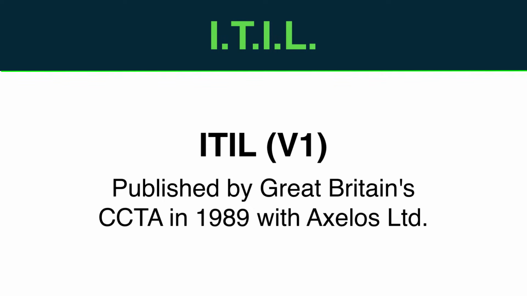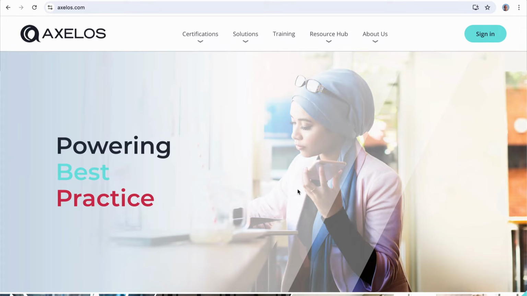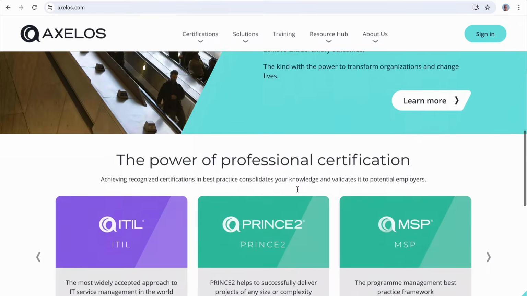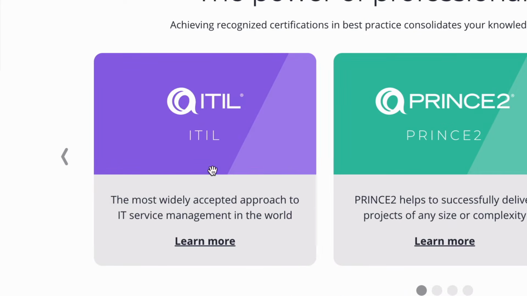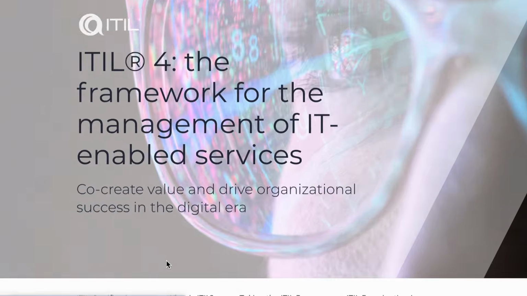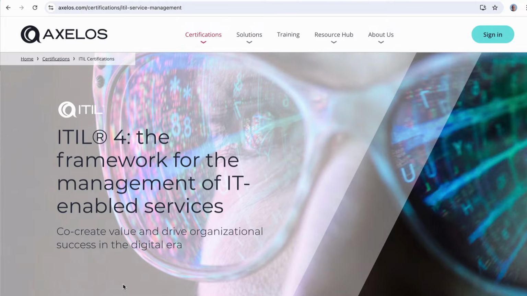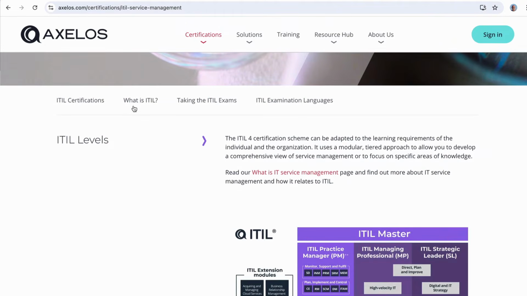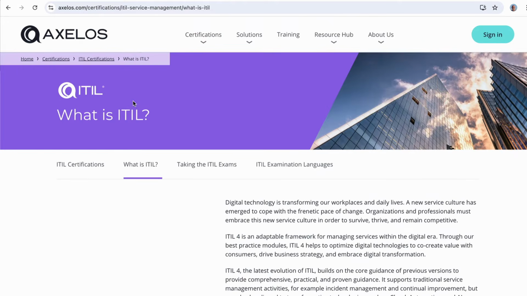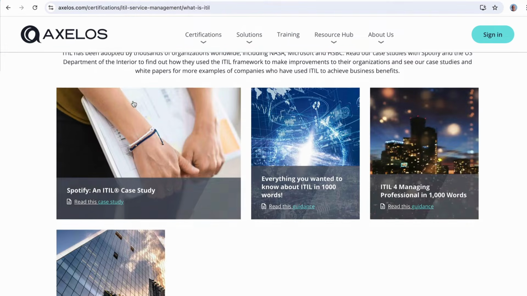The first version of the ITIL best practices was published by Great Britain's Central Computing and Telecommunications Agency way back in 1989. And they worked closely with a British company named Axelos. And the Axelos website still publishes the most recent information all about ITSM and ITIL, including the current version of the library, which is called ITIL 4, was published in 2019.